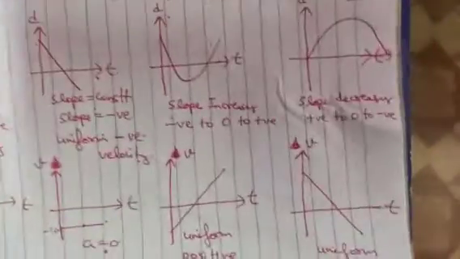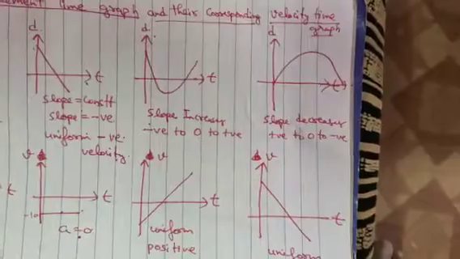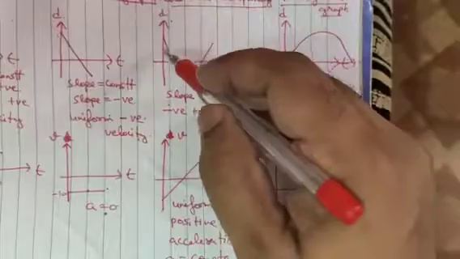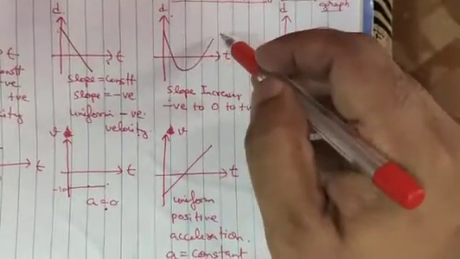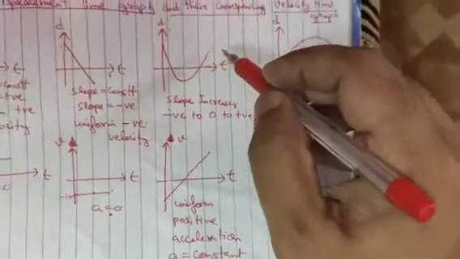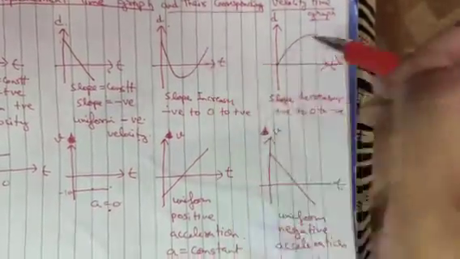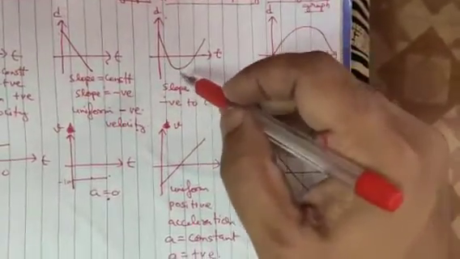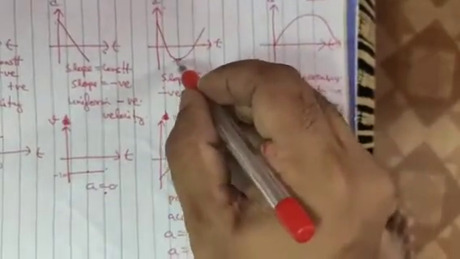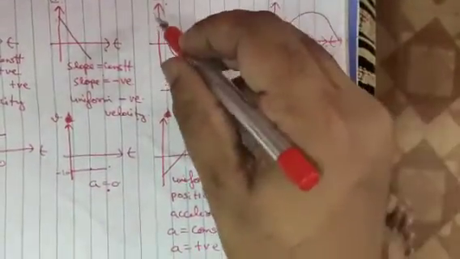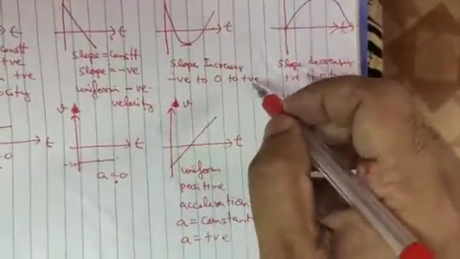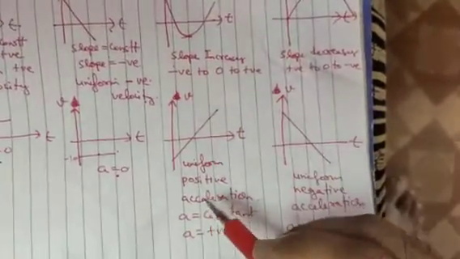Now next type of graph is this one. That is when the slope increases with time. So slope increases with time. This is a curved graph. Distance time graph, curved graph. So speed is variable, and the slope is increasing with time. Here it is negative, then it is coming to 0, and then it is coming to positive. Negative slope, 0 slope, positive slope. So slope increases from negative to 0 to positive. So the uniform positive acceleration.